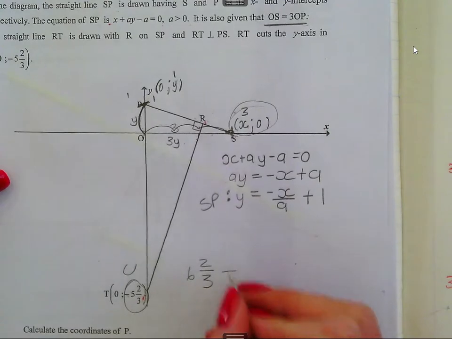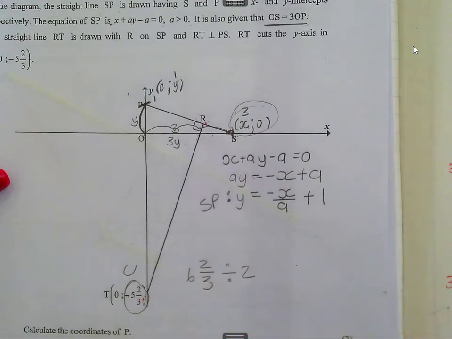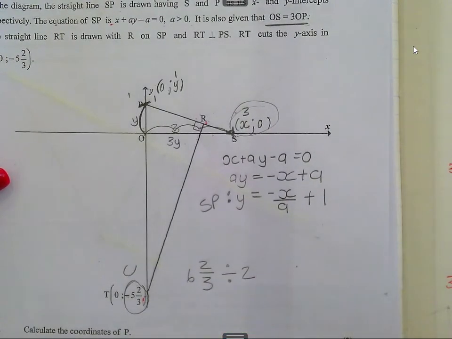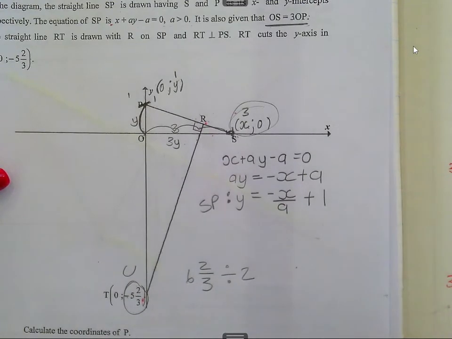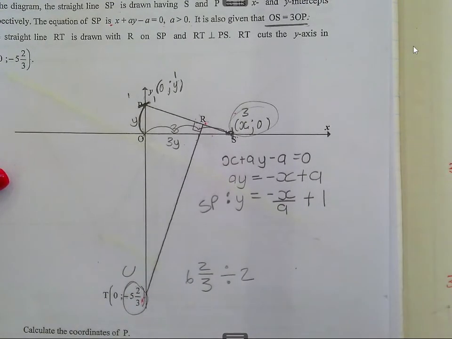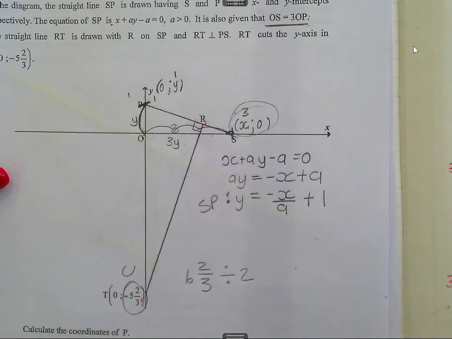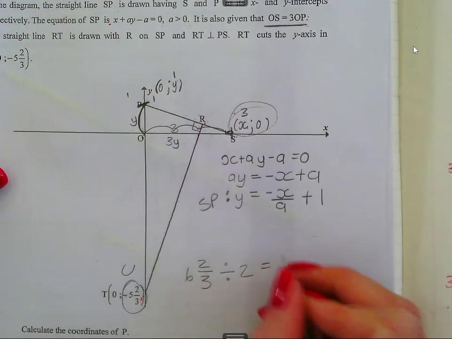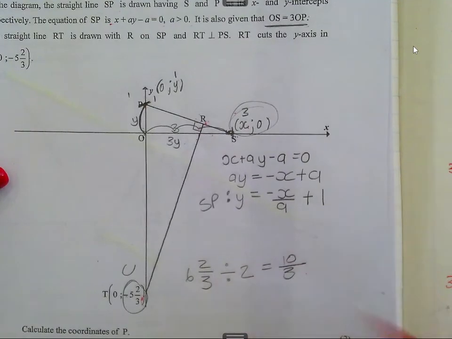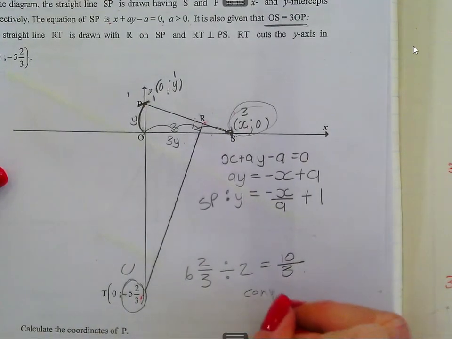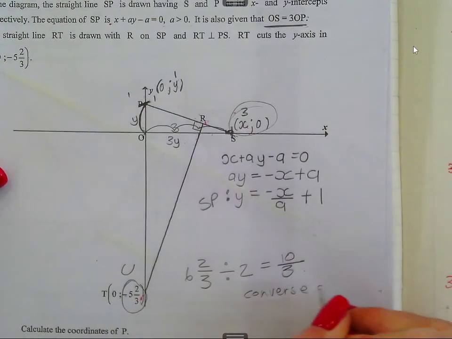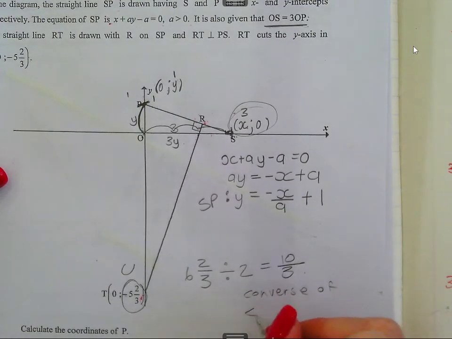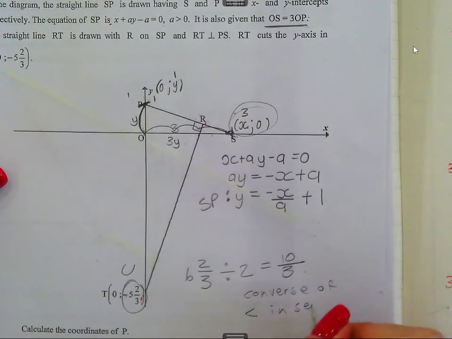So all I'm going to do is divide it by 2. So it's 20 over 3 divided by 2, and that gives me 10 over 3. That's the radius, and the reason is the converse of angle in semicircle.